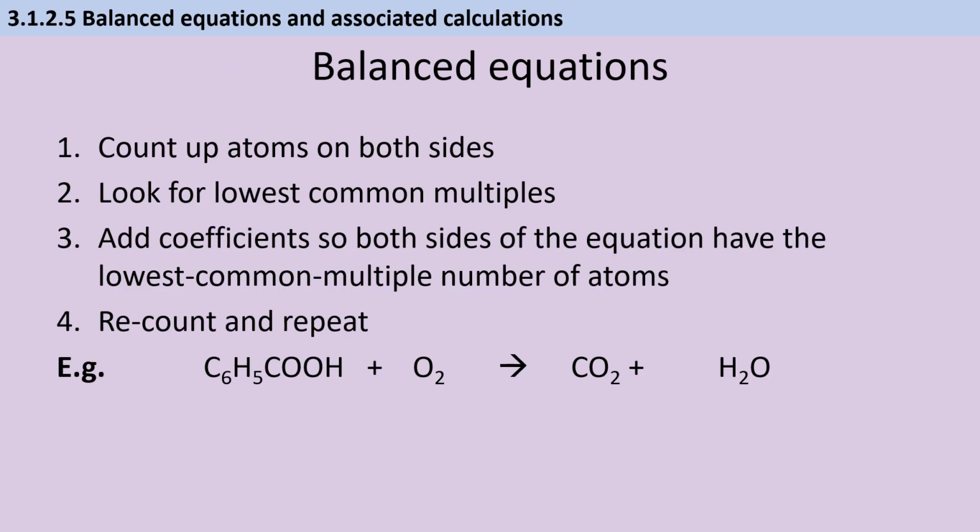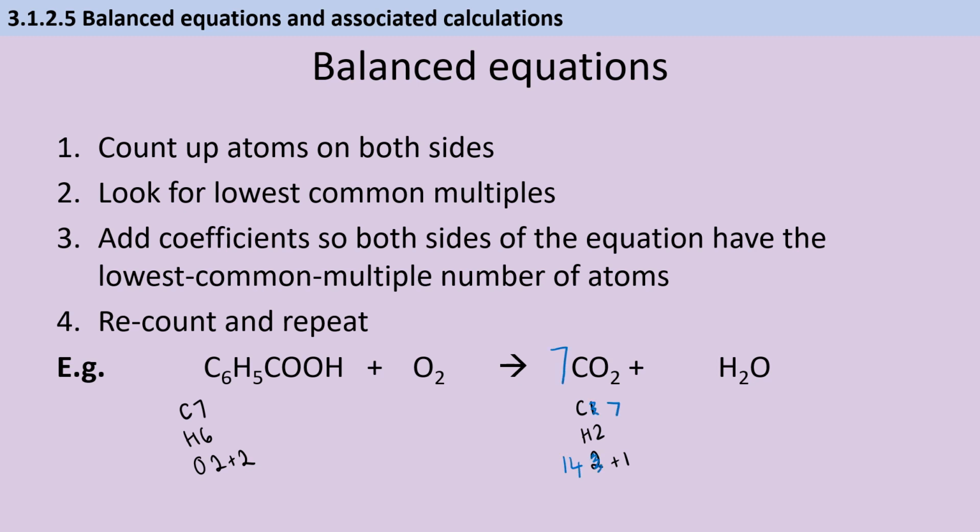To balance equations, start off by writing down the number of atoms of each element on each side. Then look for an element that's not balanced and think about what the lowest common multiple would be. Here I'm going to start with carbon, and the lowest common multiple of 1 and 7 is 7. So I need to multiply by adding coefficients, and here I'm going to add a 7 in front of the carbon dioxide.